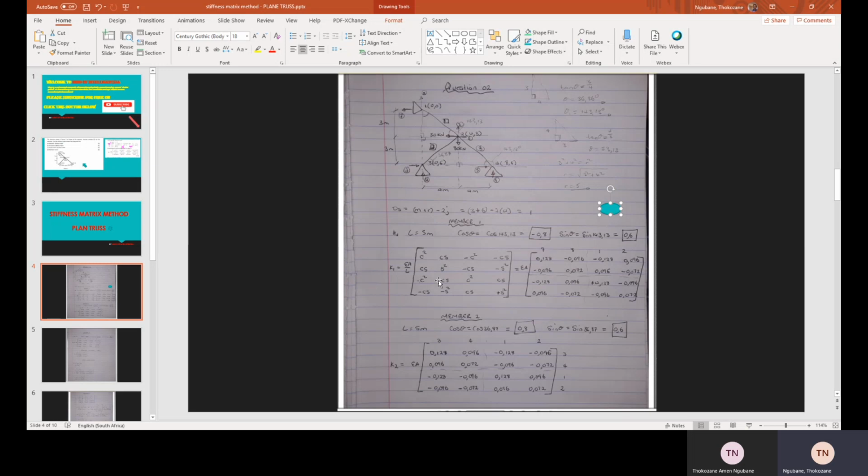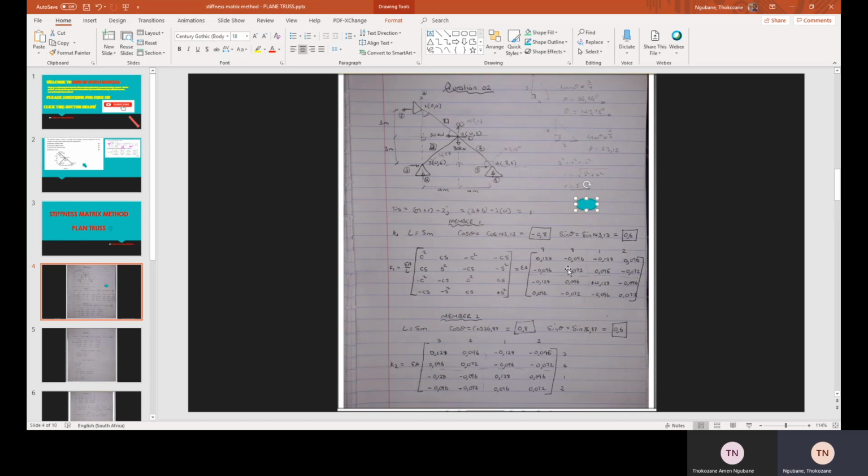K is equal to, this is the formula for k, which is a matrix of cos squared theta, cos times sine, minus cos squared, minus cos times sine, then cos times sine, sine squared, minus cos times sine, minus sine squared, and so on, with the signs alternating across the matrix.